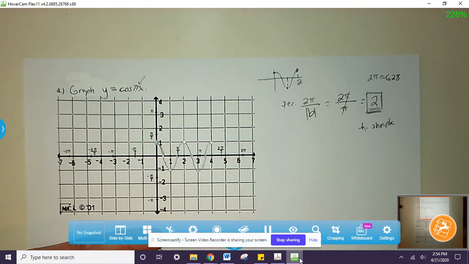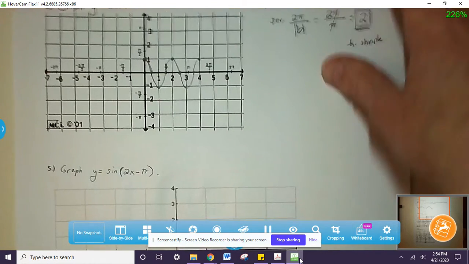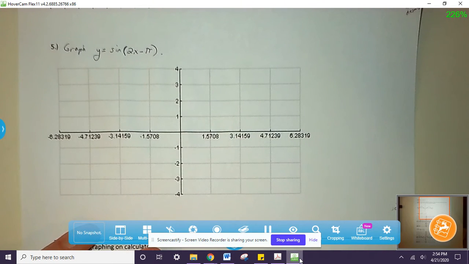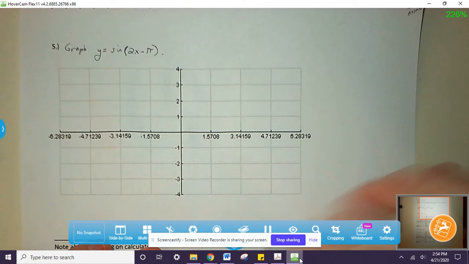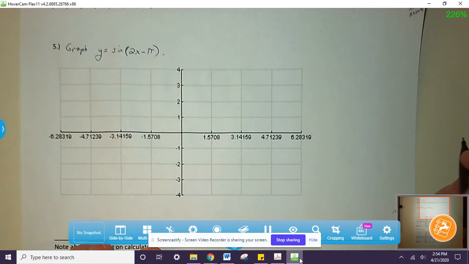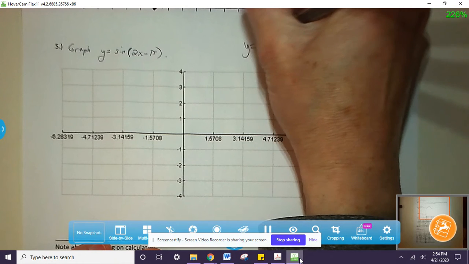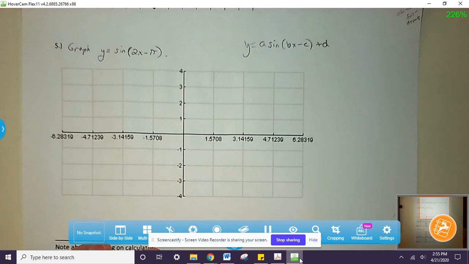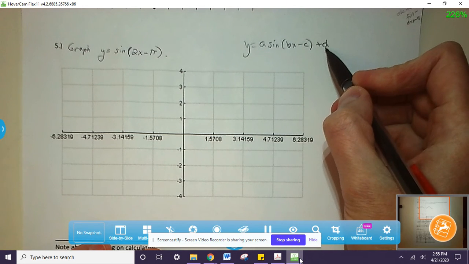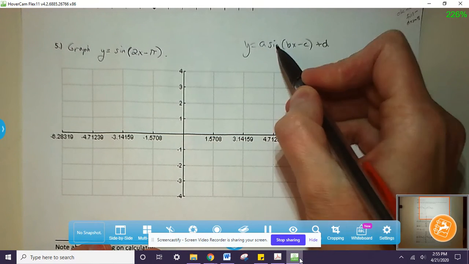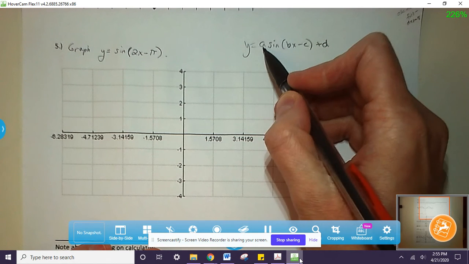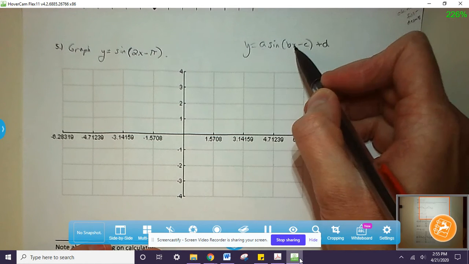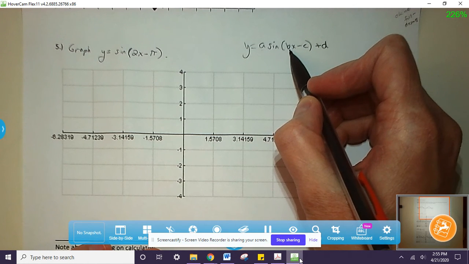Okay, next problem. The next one we're going to graph is y equals sine(2x minus pi). Now, you may or may not have noticed that when we were graphing these by hand, we did all sorts of transformations. When you graphed by hand, you did vertical shifts up and down. You did horizontal shifts left and right. You did horizontal stretches and shrinks. You did vertical stretches and shrinks. Sometimes you reflected over the x-axis if this was negative. Sometimes you reflected over the y-axis. Not often, but sometimes we did if this was negative.